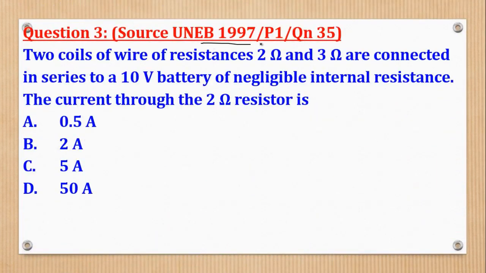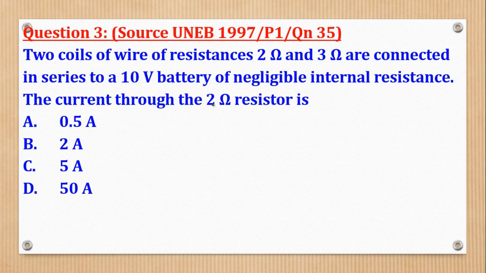Then question 3 came from UNEB 1997, paper 1, question 35, and it says 2 coils of wire of resistances 2 ohm and 3 ohm are connected in series to a 10 volt battery of negligible internal resistance. That means we neglect this word internal resistance. The current through the 2 ohm resistor is, so they want the current through the 2 ohm resistor. This question is similar to question 1, but for question 1, they wanted the PD across the 3 ohm resistor. Now they want the current through the 2 ohm resistor.